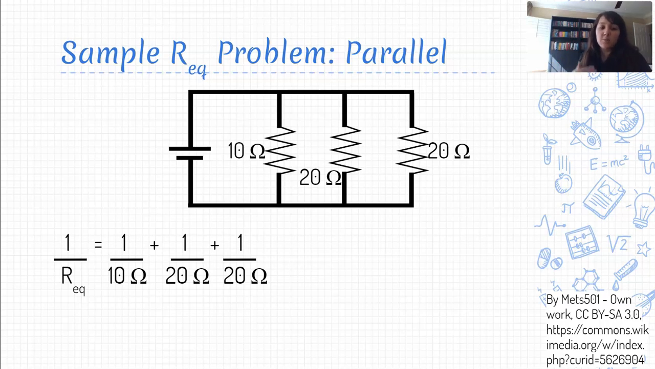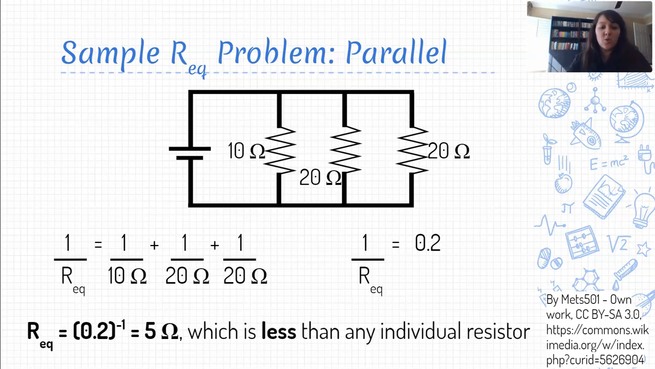If I add up 1 over 10 plus 1 over 20 plus 1 over 20, ultimately I'll get a value of 0.2. But that's not the end of the story. That doesn't mean that my equivalent resistance is 0.2. It means that 1 over my equivalent resistance is 0.2. So to get the equivalent resistance by itself, I have to flip that final value and do 1 over 0.2, or in other words, 0.2 raised to the -1 power. You can think of it either way. Those are the same thing. So 1 over 0.2 is 5. That means the equivalent resistance of this whole parallel circuit is 5 ohms.